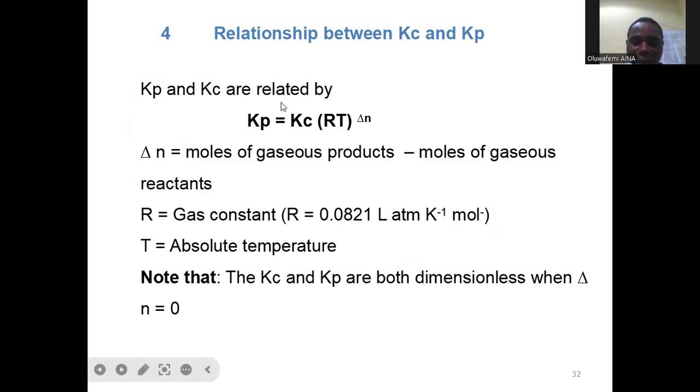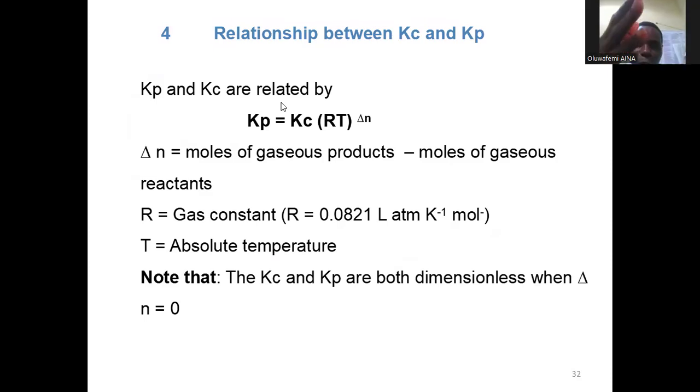Kp equals Kc (RT) raised to power delta n. Your R is the gas constant when the value of your pressure is in atmosphere, so that value will be 0.0821. Of course, T is your temperature, in this case absolute temperature, because we are dealing with equilibrium. And n is the number of moles, the change in number of moles.